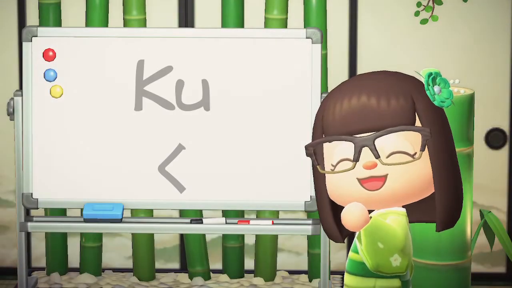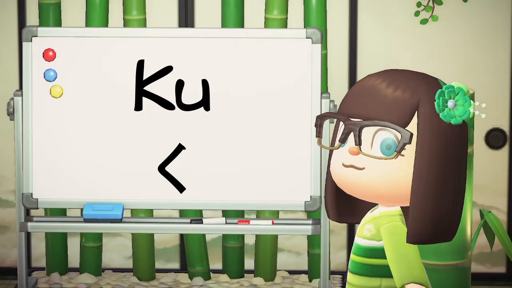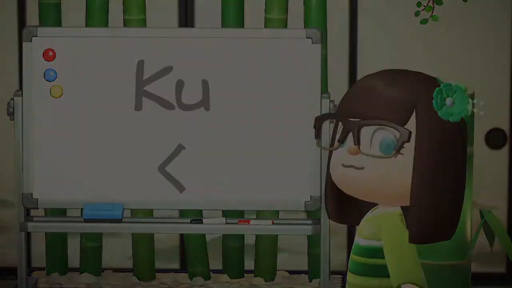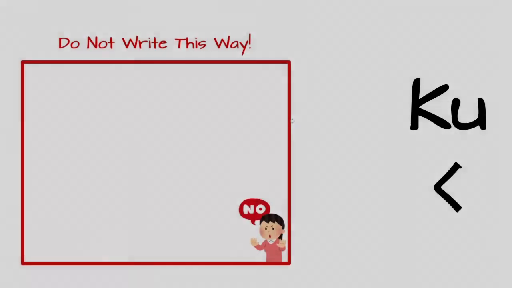Next we have Hiragana ku. This character is pretty simple to write. It only has one stroke. And there you go, it's done. So for this character, make sure that the top portion and the bottom portion are equal to each other. They are equal in length. So imagine a straight line going through the center of the character. This part here and this part here should be equal in length.